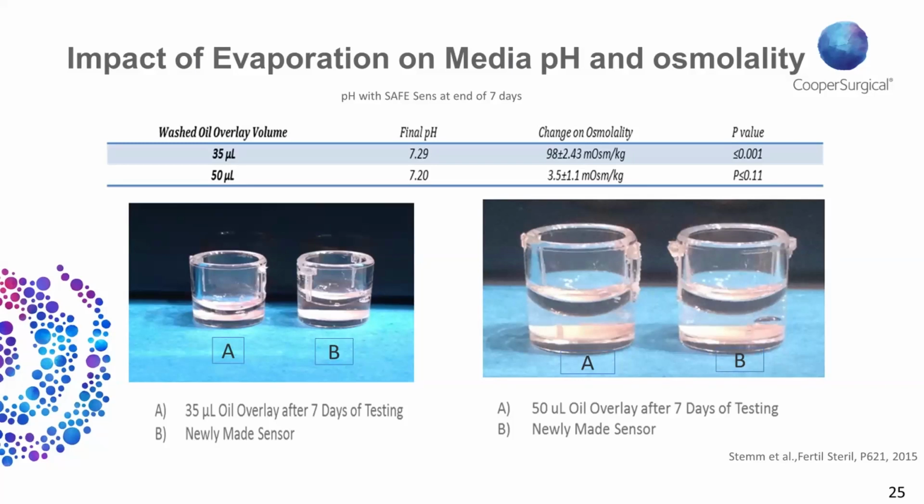If you look at the table above and see the impact that that change in oil volume had, the pH rose from 7.2, which was our starting point, to 7.29. But if you look at the change in osmolality because of the evaporation, very little in the cells with 50 microliters of oil, but with 35 microliters of oil, we've got an almost 100 milliosmol per kilogram change over that 7-day period. And bear that figure in mind when we move to the next slide.